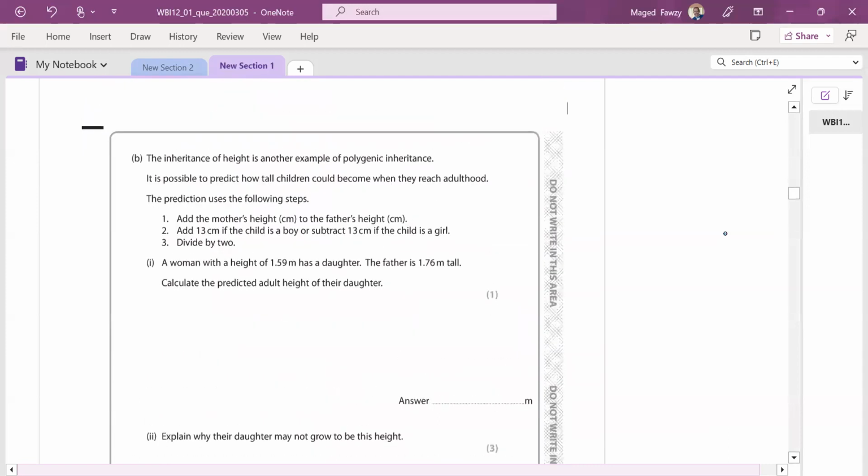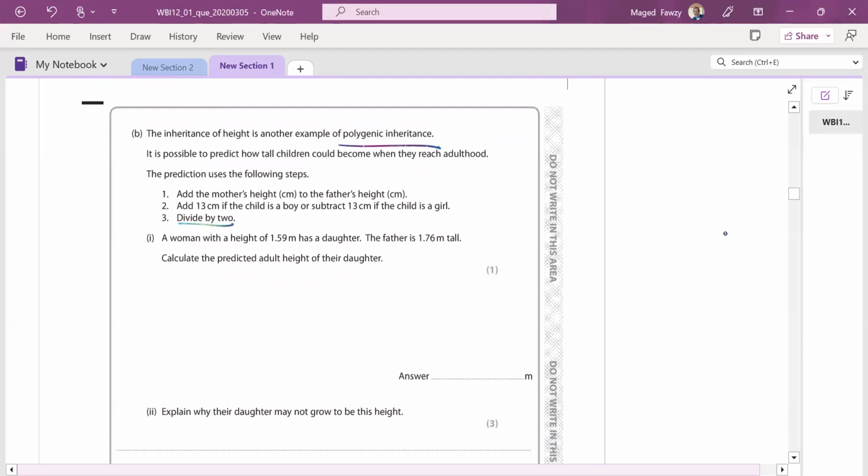Another question. The inheritance of height is another example of polygenic inheritance. It's possible to predict how tall children could become when they reach adulthood. The prediction uses the following steps. So they use a kind of investigation سريع كده simple. Add the mother's height to the father's height. Add 13 centimeters if the child is a boy, and subtract 13 centimeters if the child is a girl, and divide by 2. Question يعني بـ1 mark أنا بصراحة شايفه كادو. Okay, يعني golden mark هاخدها كده في ثانية.